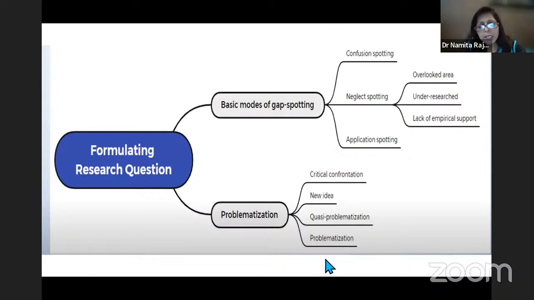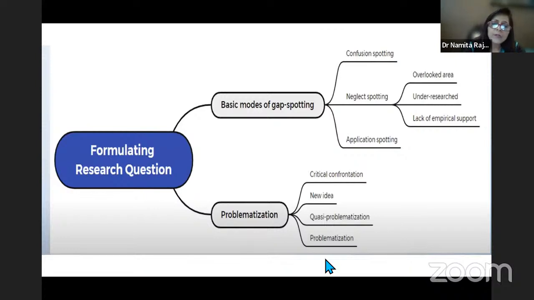Understand, as highlighted in this paper, that when you formulate a research question, there are only 2 ways. As per this paper, there are other ways also, which we will move forward with, because gap spotting, from anywhere, is welcome. The second method is problematization. So this is a bird's eye view diagram of how we are going to move forward.